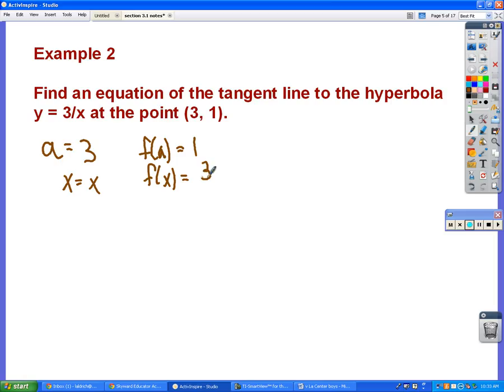3 over x. Okay? How do you get that then? How do I get what? Which part? Like x in for x. Right. f of x is just a function of stuff. Okay?